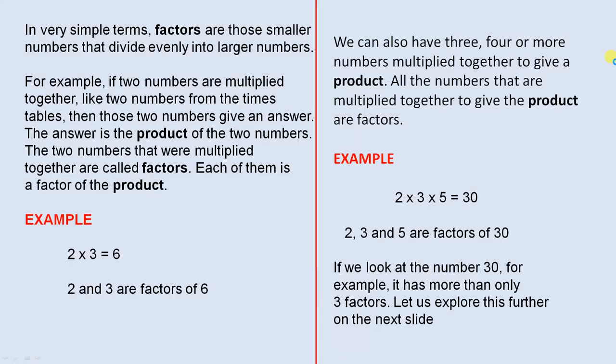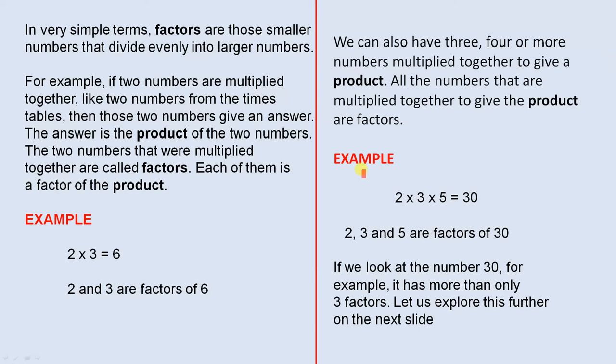In very simple terms, factors are those smaller numbers that divide evenly into larger numbers. For example, if two numbers are multiplied together, like two numbers from the times tables, then those two numbers give an answer. The answer is the product of the two numbers. The two numbers that were multiplied together are called factors. Each of them is a factor of the product.